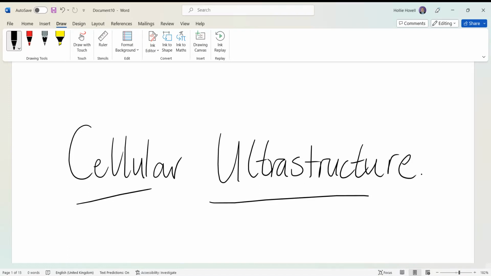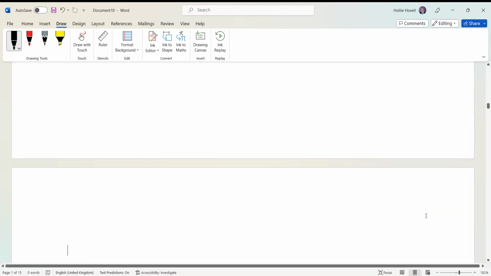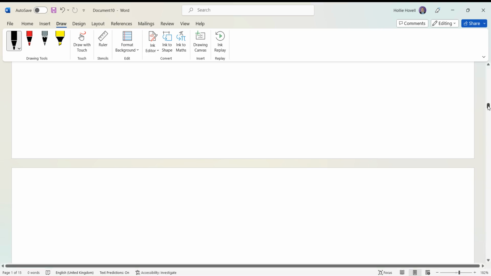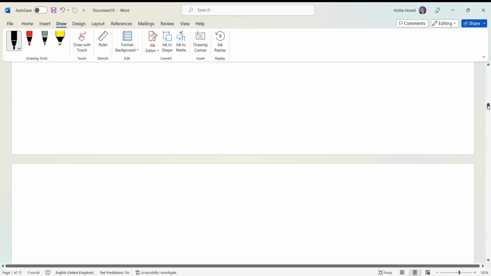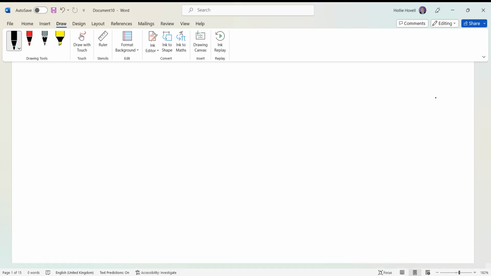Cellular ultrastructure. So that basically means what we find inside our cells. So if we first of all draw an overview, label the parts, and then we need to look at what all of those parts do, what all those organelles do. Okay, so first of all, we're going to be looking at what we call a eukaryotic cell.